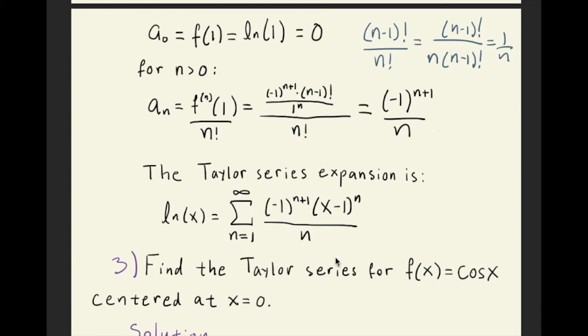All right, one last example. Let's find the Taylor series for f of x equals cosine centered at x equals 0. So I guess you can call this a Maclaurin series because it's centered at 0.